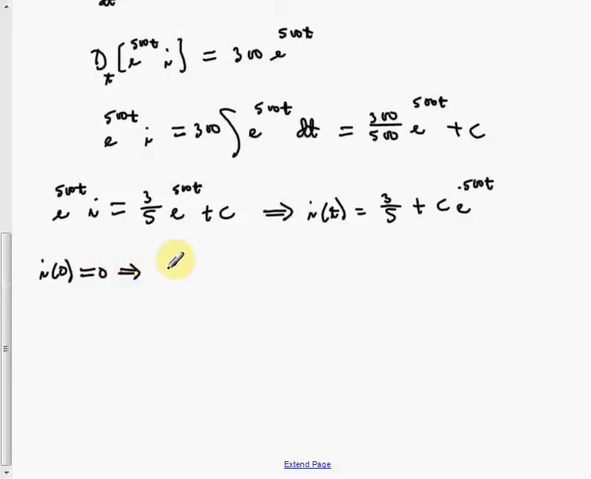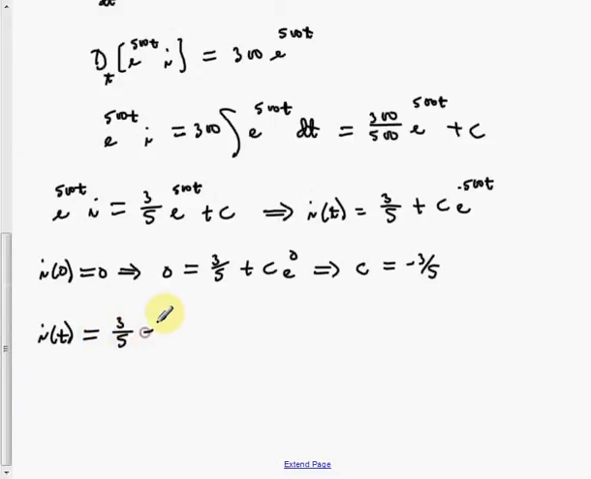So this here implies that 0 is equal to 3 over 5 plus c times e to the 0. When you solve for c, c comes out to be negative 3 over 5. And so the equation here for the current is I of t is equal to 3 over 5 minus 3 over 5 times e to the negative 500t.